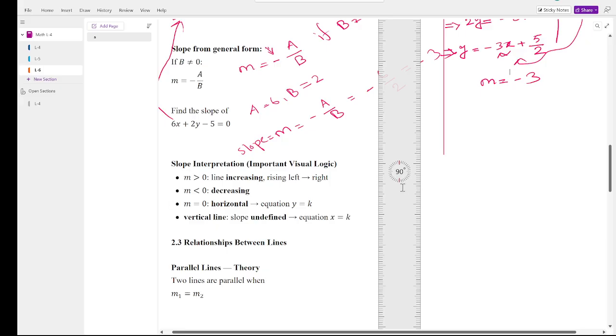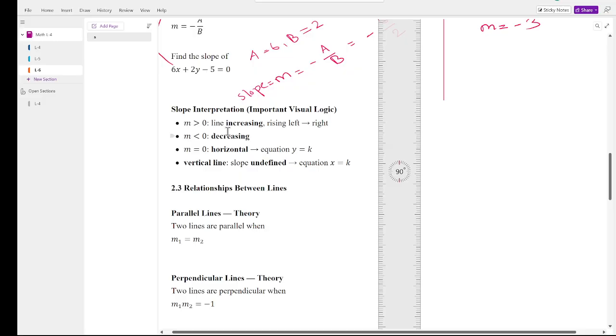Slope interpretation, important visual logic. If m is greater than 0, the line is increasing, rising from left to right. If the slope is less than 0, the line is decreasing. If m equals 0, the slope is 0, the line is horizontal with equation y equal to k. For a vertical line the slope is undefined, with equation x equal to k.